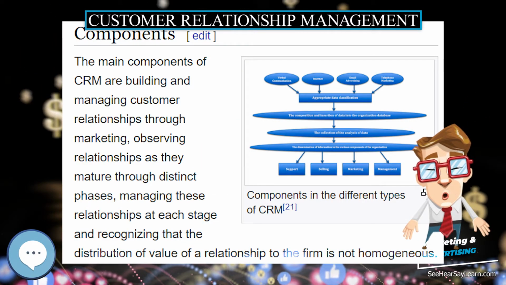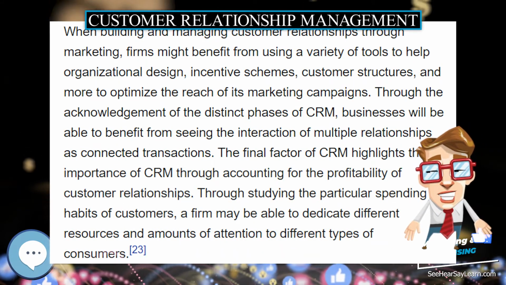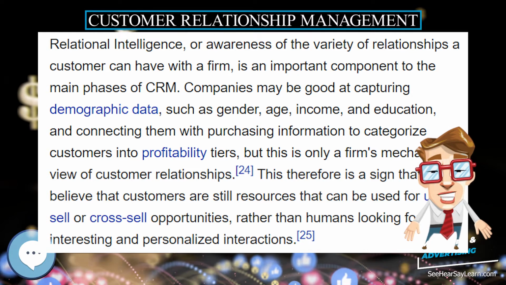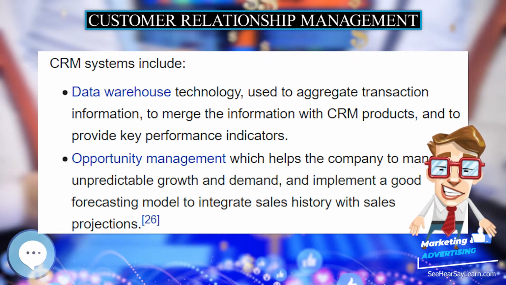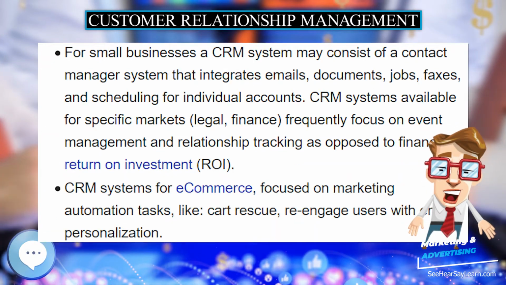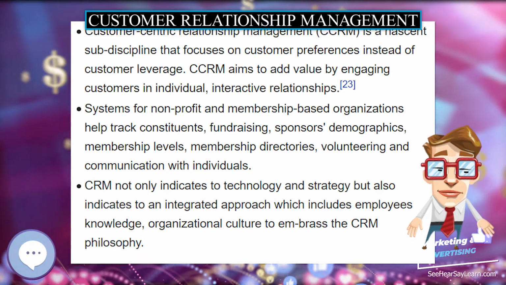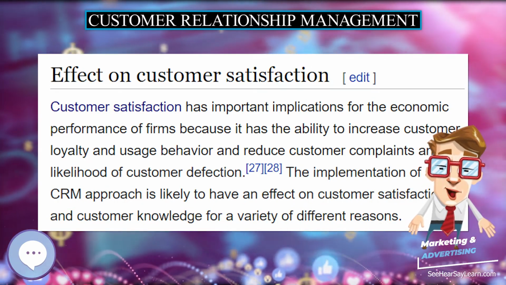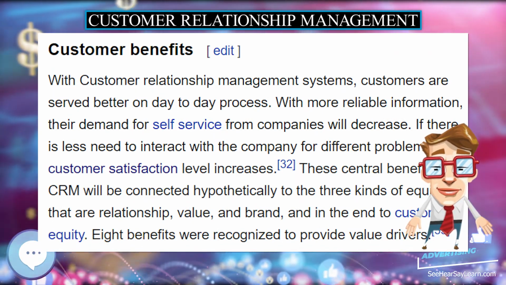Components. The main components of CRM are building and managing customer relationships through marketing, observing relationships as they mature through distinct phases, managing these relationships at each stage, and recognizing that the distribution of value of a relationship to the firm is not homogeneous. When building and managing customer relationships through marketing, firms might benefit from using a variety of tools to help organizational design, incentive schemes, customer structures, and more to optimize the reach of its marketing campaigns. Through the acknowledgement of the distinct phases of CRM, businesses will be able to benefit from seeing the interaction of multiple relationships as connected transactions.